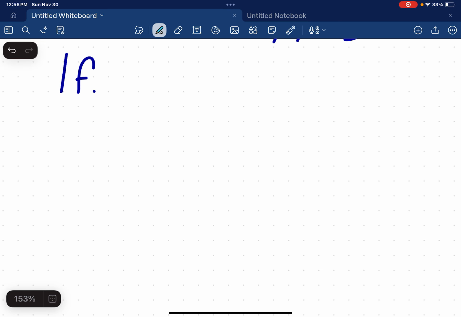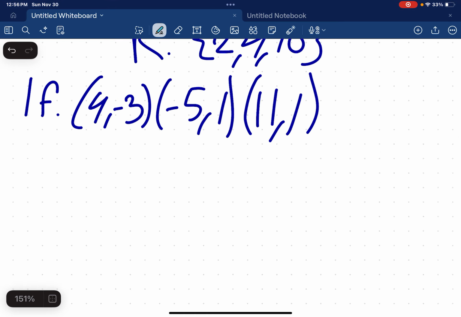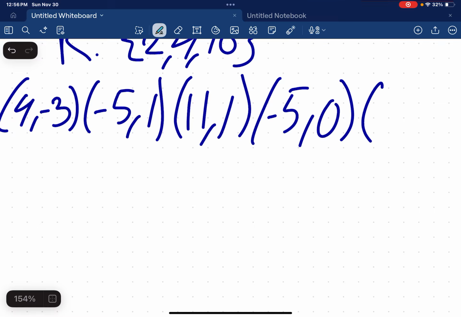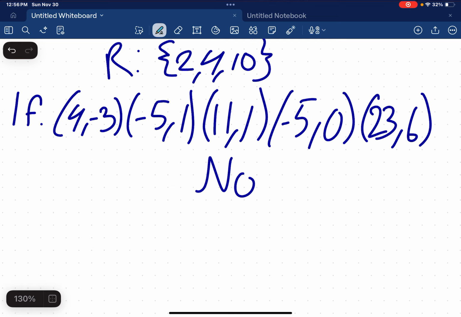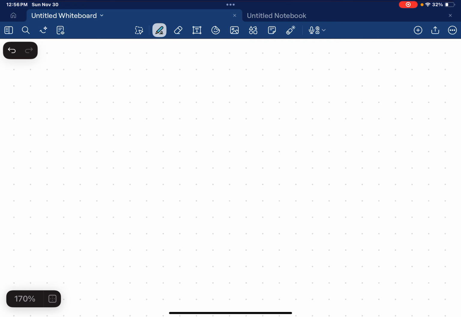We're actually given an x and y table here, so let's go ahead and just map out the coordinates for all of these. We first have 4, negative 3, then x is equal to negative 5, and 1. Then we have 11, 1. Then we're given negative 5 again, but our y value is 0. So we can already tell this is not a function due to that. So no, it's not a function. And the reason is, as we said, one x value gives two y values.